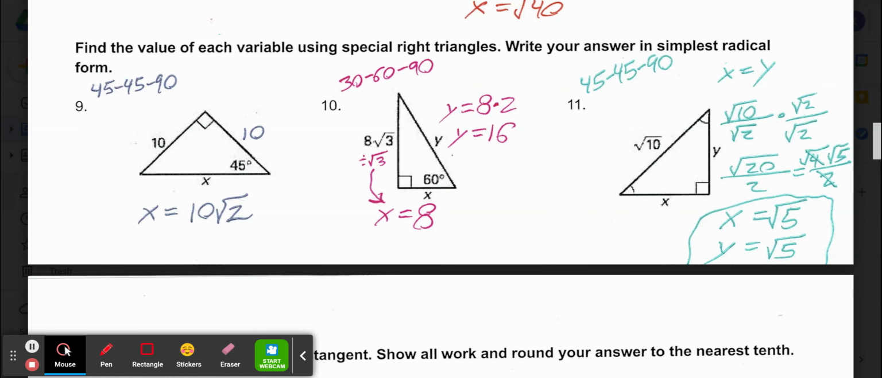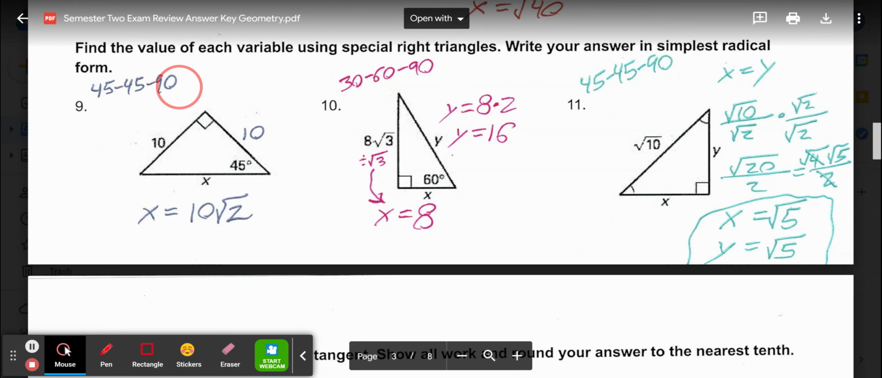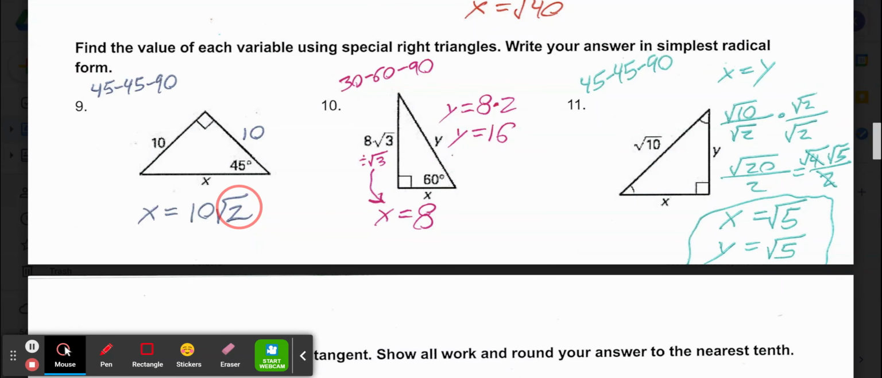In 9, 10, and 11, we're using our rules for our special right triangles. So in 9, we have a 45, 45, 90, where we know the two legs are the same, and the hypotenuse is the leg multiplied by the square root of 2. So X is simply 10 square root 2.